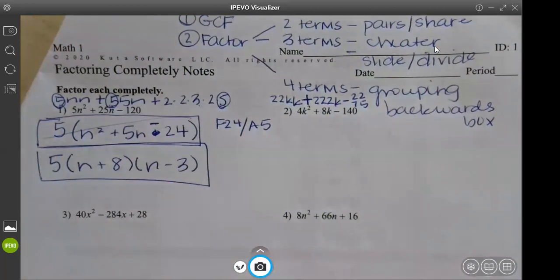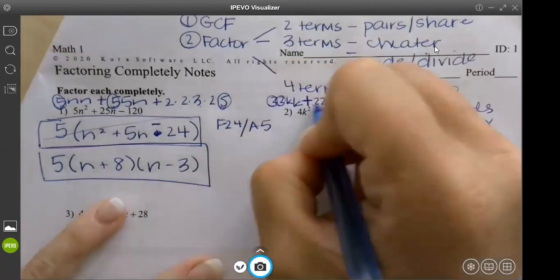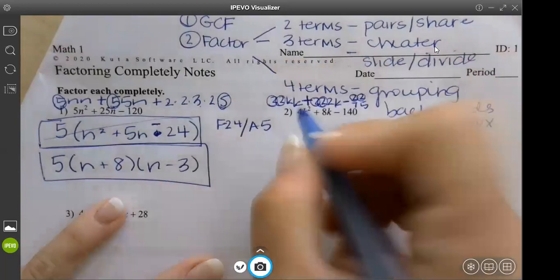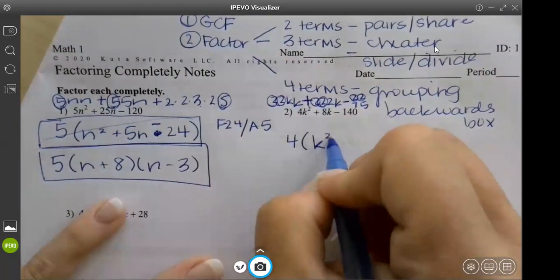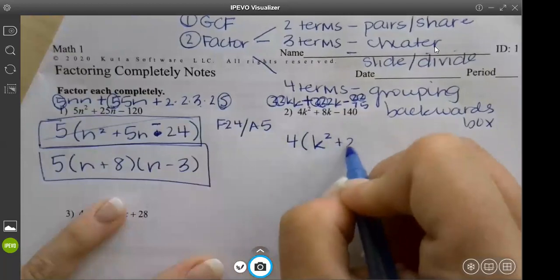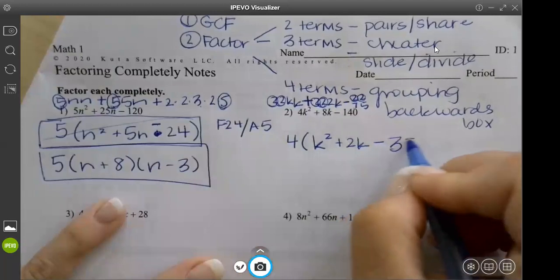Do you see anything in common? How many? 2. 2 2s. So what's 2 times 2? 4. So we have a 4 for a GCF. That left us with k squared plus 2k minus 7 times 5 is 35.